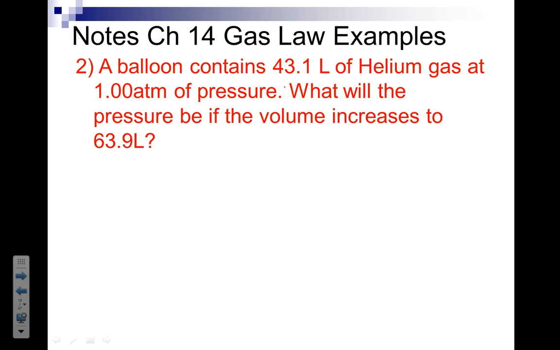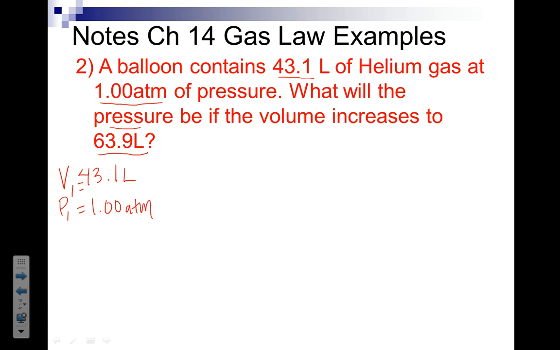A balloon contains 43.1 liters of helium gas at 1.00 atmospheres of pressure. What will the pressure be if the volume increases to 63.9 liters? So let's identify our givens. The first number we see there is 43.1 liters. So this is volume, so we're going to call this V1. You can tell from the context clues that the gas is at 1 atmosphere of pressure, so that P1 is going to be matched up with the V1. So we're going to label that as 1.00 atmospheres.